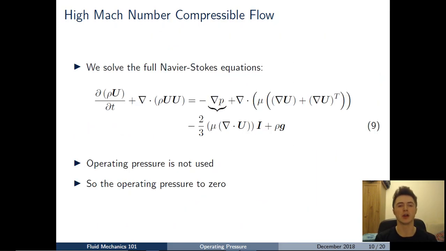And of course, if we think what effect this has on the Navier-Stokes equations, we're now solving the complete set of Navier-Stokes equations. There's no change to that pressure gradient, as the operating pressure isn't used. The pressure gradient is based on the static pressure, and that's because we set the operating pressure to 0. But what about the ideal gas law?